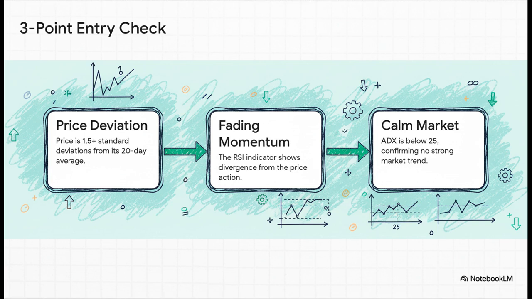Second, it uses an indicator called RSI to look for signs that the momentum of that move is starting to run out of steam. And third, it uses another tool, the ADX, to make sure the overall market is pretty calm and not in some crazy powerful trend. Only when all 3 of those lights turn green does it even think about making a trade.